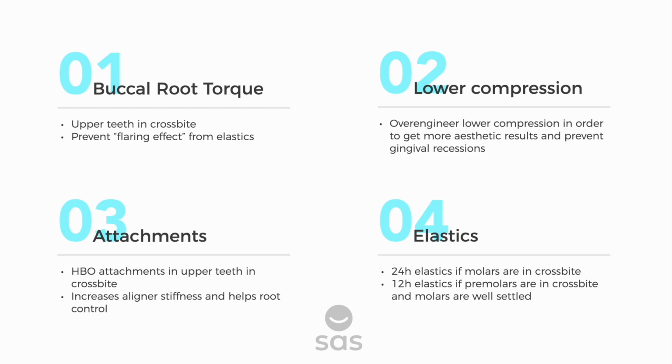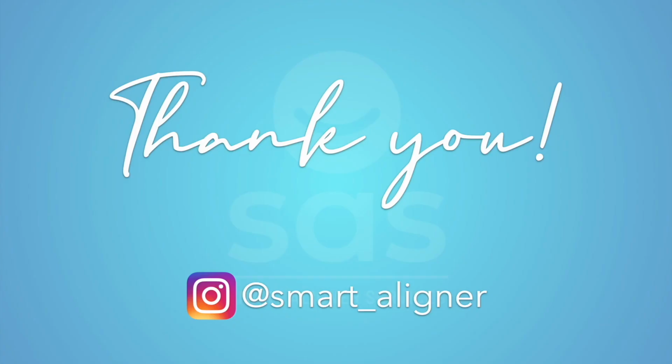Place occlusal bevel horizontal attachments on teeth that are in crossbite to improve root control. Control the use of elastics, 12 hours or 24, depending on how the crossbite is resolved. Elastics are the most important tool to solve these cases, and we have to explain their importance to patients so that they collaborate properly. So with these conclusions, this video about crossbites is finished.